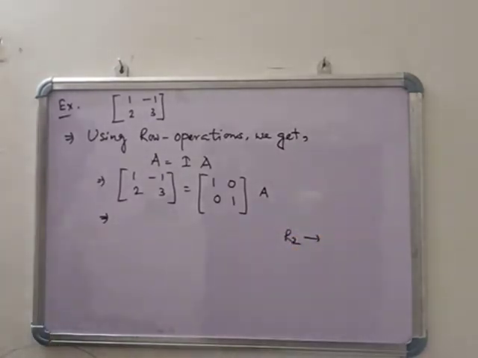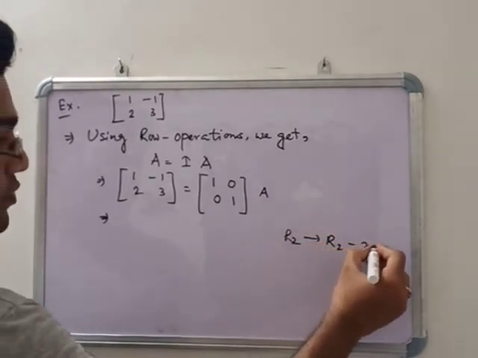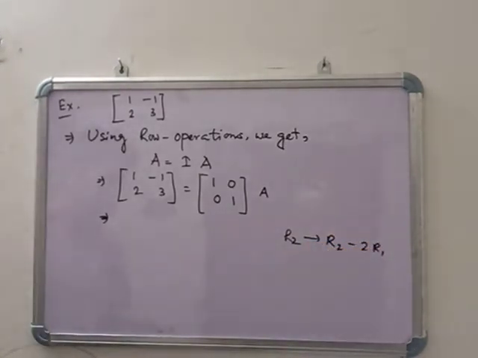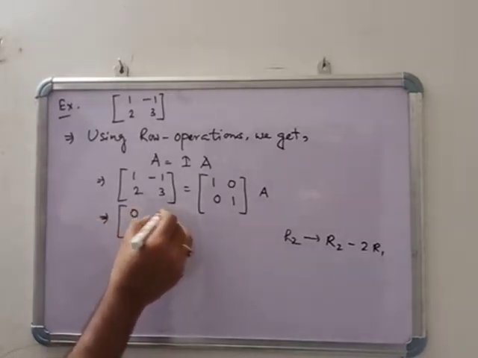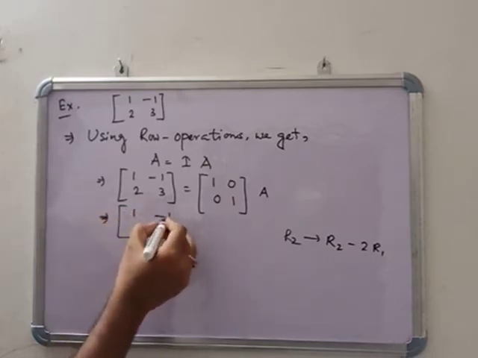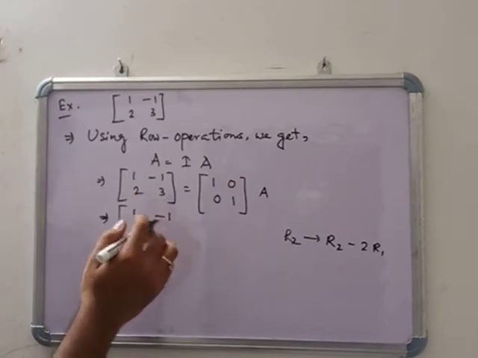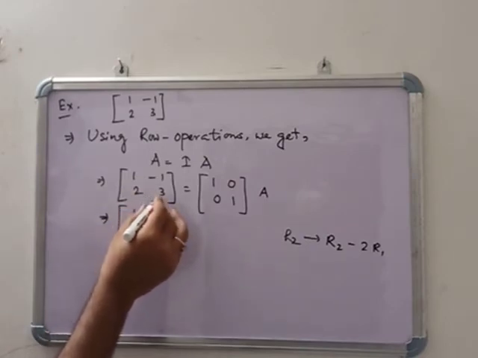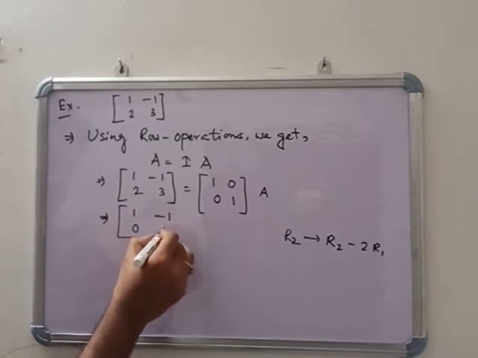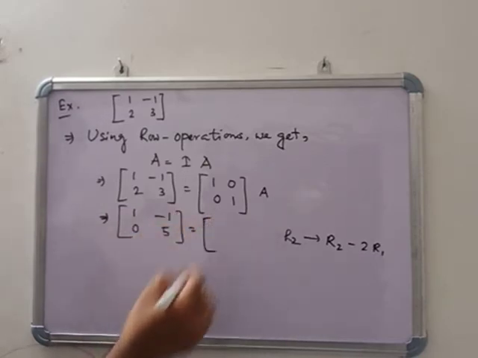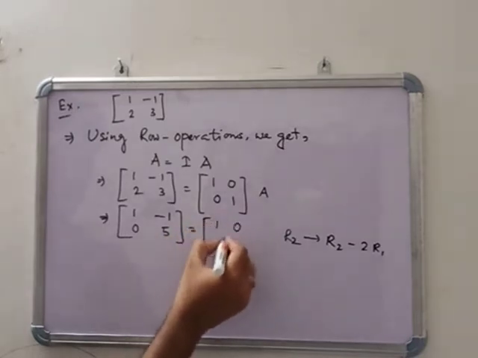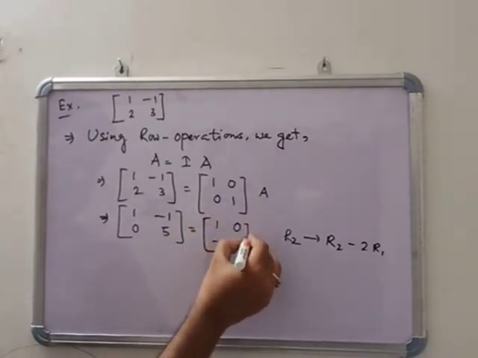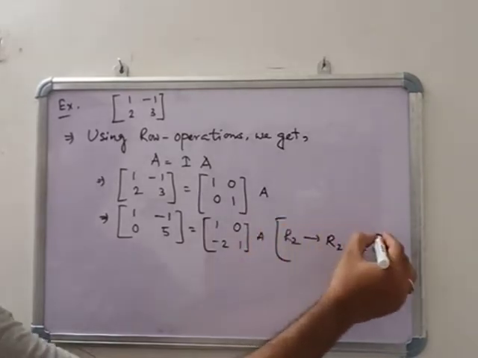So now I am applying row 2 minus 2R1. Okay. So I am applying row 2 minus 2R1. Then we get 1 minus 1, 0, 5. Similarly for this one also, the first row is the same, minus 2 1, and A is the same as given.